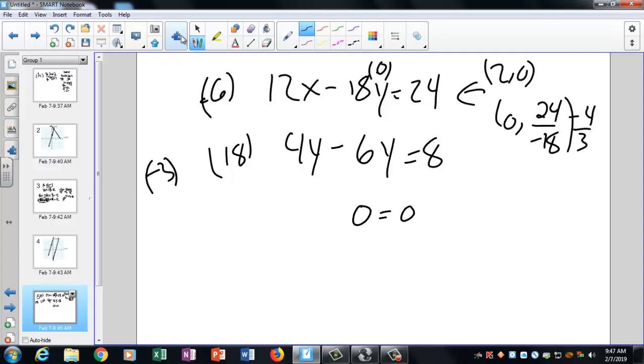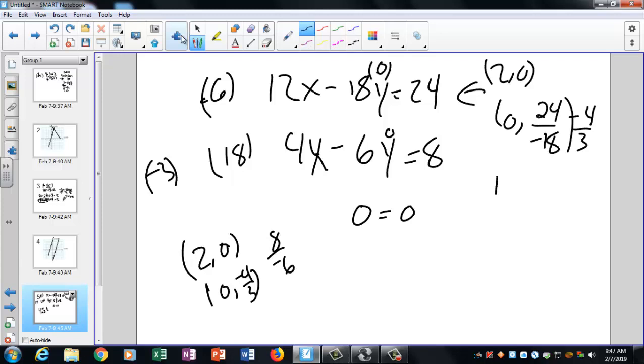Do we agree? Let's do the same thing for this. Plugging in y is 0, I get x is 2. Do we agree? And then plugging in x is 0, you get 8 over negative 6, negative 4/3. Does that make sense?